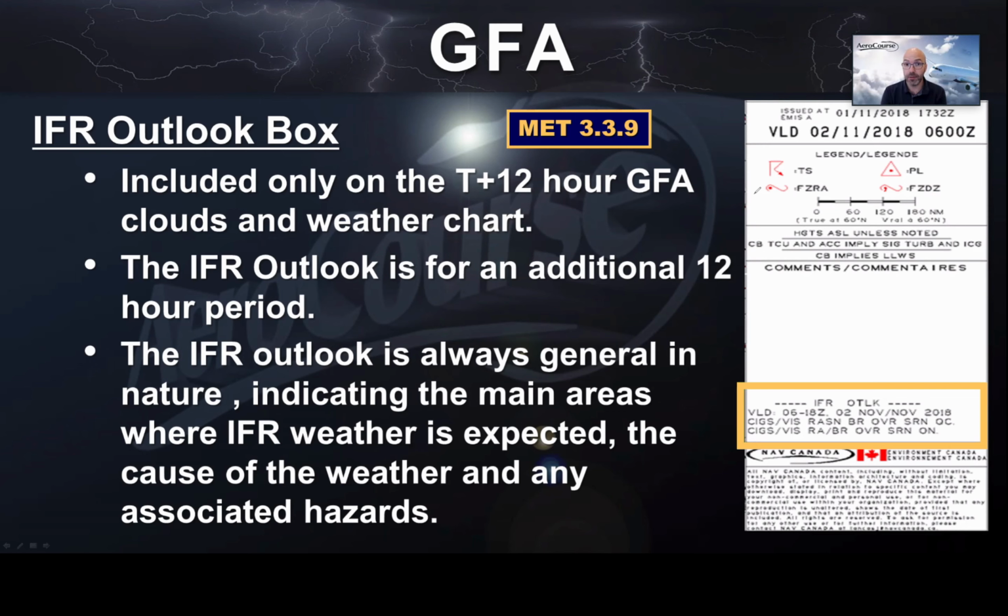A lot of people would say it's valid for 18. They'll say, okay, 6 plus 6 plus 6 is 18. But it's not 6. It's 6 plus 6 plus 12. It's a full 24-hour validity with a package of GFAs. And it's all because of that little IFR outlook box.